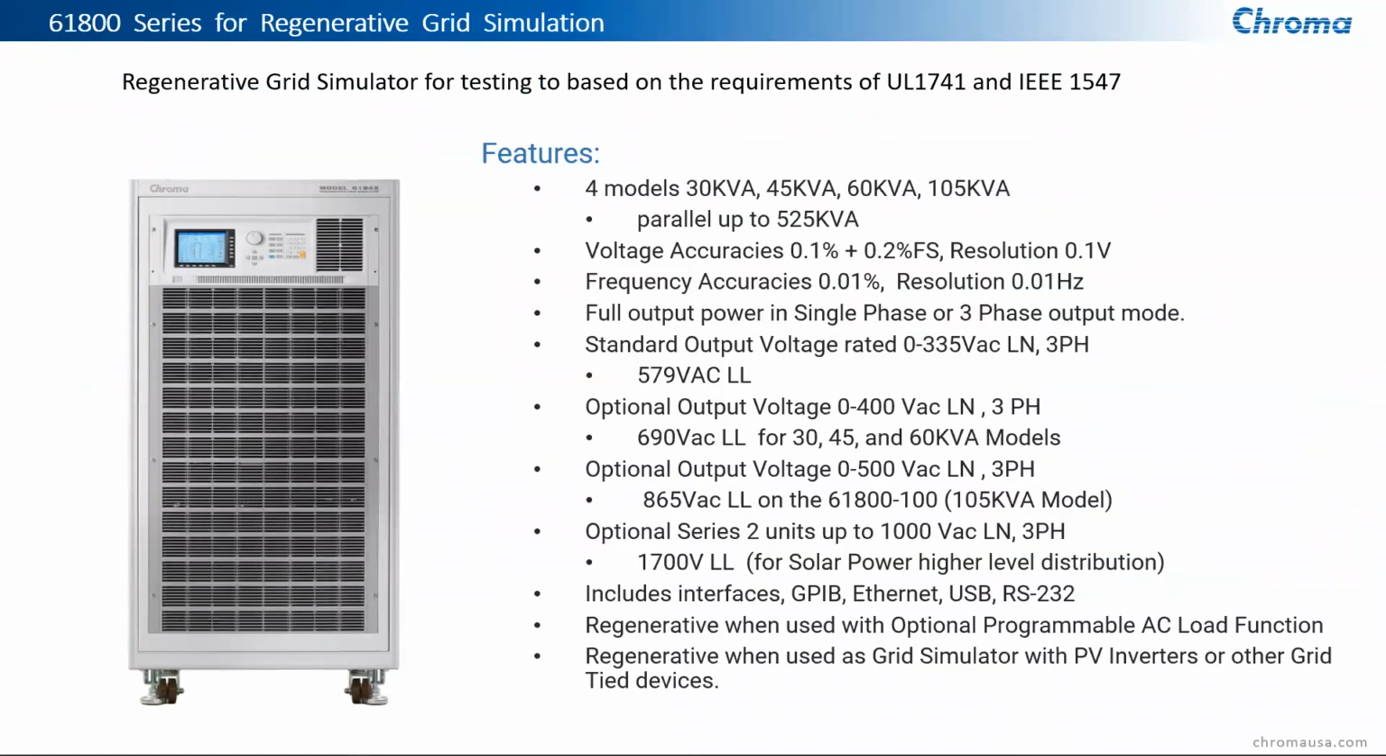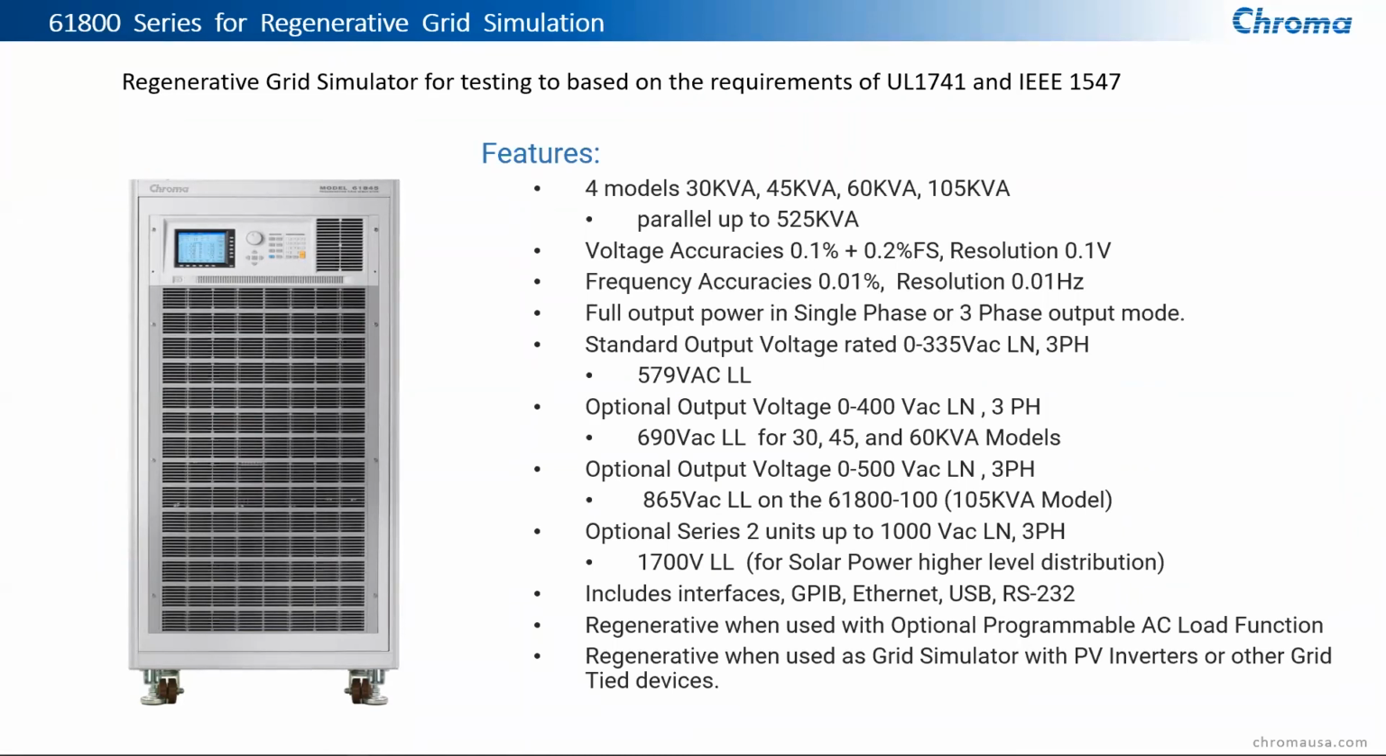So these particular 61800s have power capability all the way up to 105 kVA, paralleling all the way up to over half a megawatt, 525 kVA. Output can be selected as single or three-phase from the front panel.